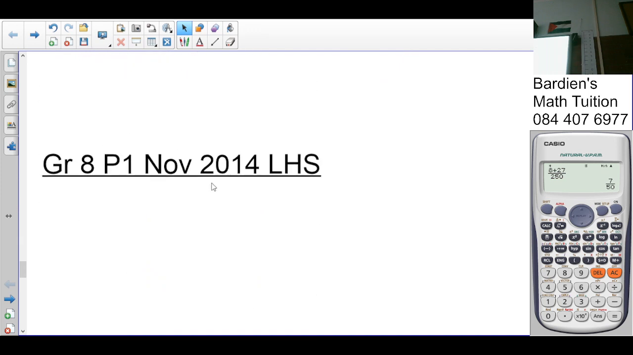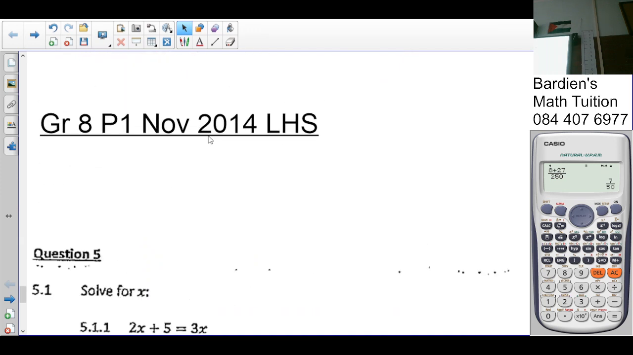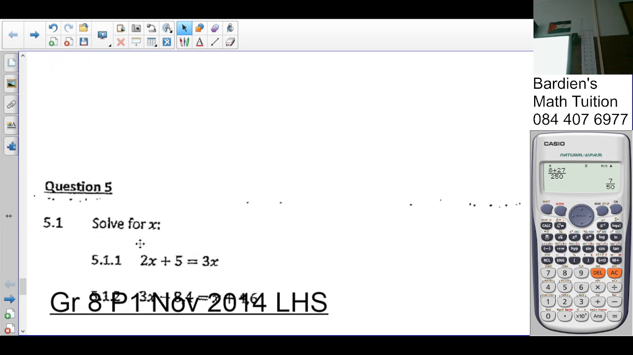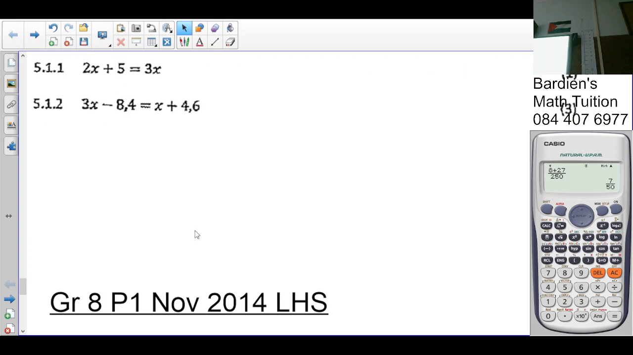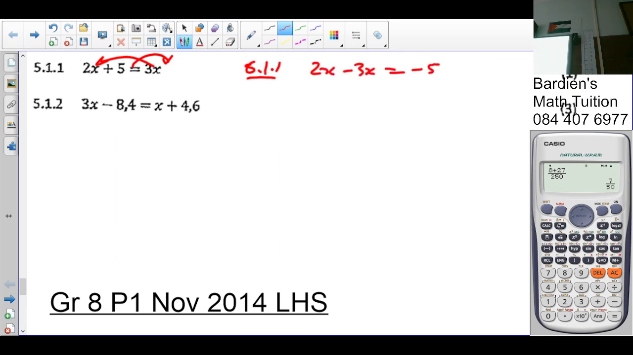Next. 5.1 says solve for x. So we're busy with equations now. Right, so what do I do in 5.1.1? X is one side, numbers the other side. So it's going to be 2x minus 3x is equal to negative 5. What's 2x minus 3x? Negative x equal to negative 5. Divide by negative 1 both sides. So x is 5.